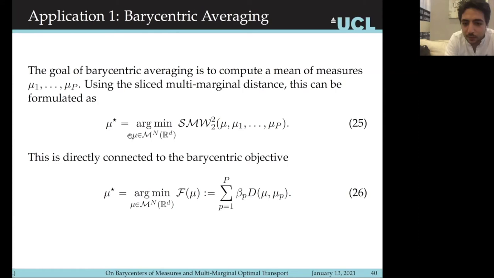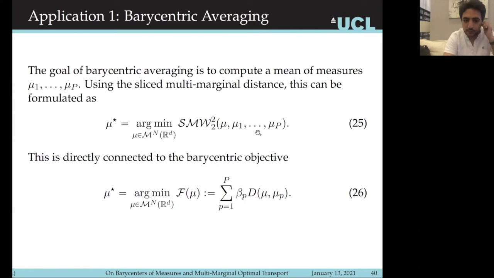What we do here first is barycentric averaging, similarly to what we did before. The only difference is we have a different objective. Now our objective is to find a measure mu which is as close as possible to mu1 to mu p according to the slice multi-marginal distance. So this distance is between now p plus one measures, and we try to find a mu which is as close as possible to all the other ones.